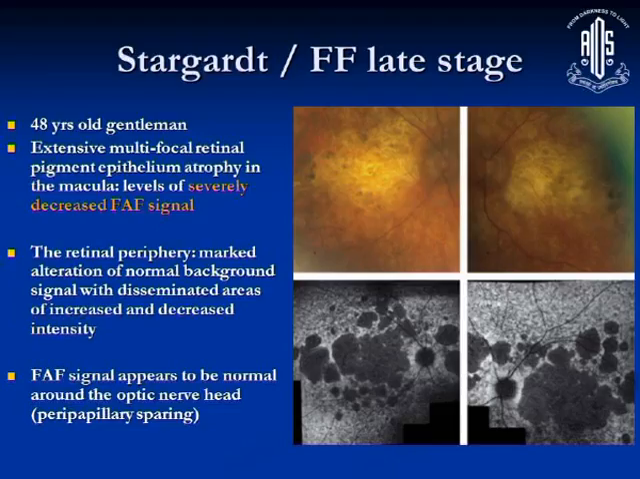A 48-year-old gentleman has an extensive multifocal retinal pigment epithelial atrophy due to severely decreased FAF signals. And the retinal periphery shows marked alteration of the normal background signals.